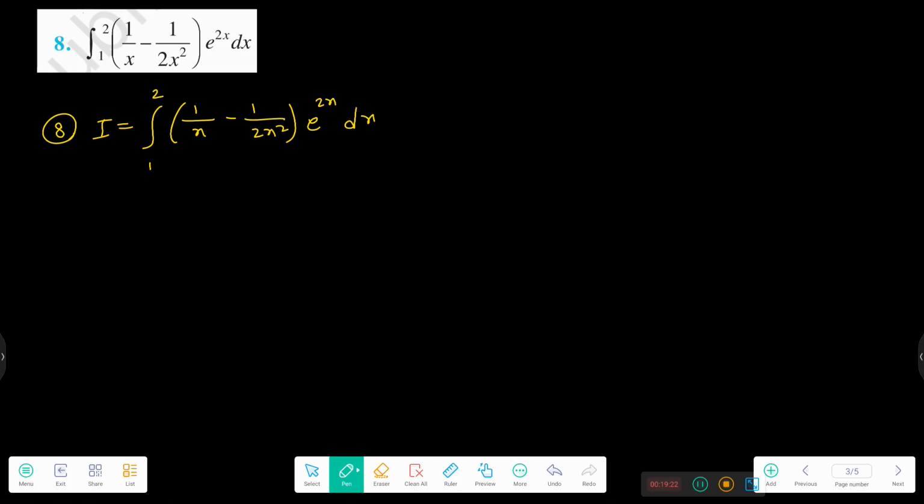Generally, children, when e power x comes in, we will try that formula. What formula? The integral of e power x into (f of x plus f dash of x) is equal to e power x into f of x plus c.